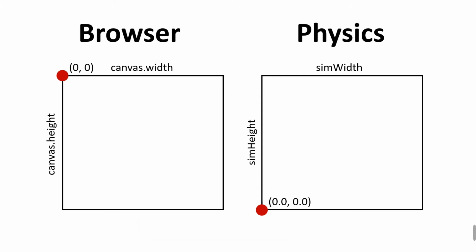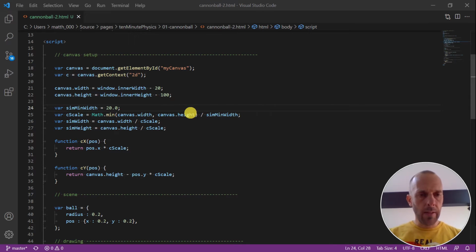Now we need to briefly talk about coordinate systems. The coordinate system within the canvas has its origin at the top left, and the width and the height are given by these two variables. In physics, we want the origin to be at the bottom left, and we want to specify the same width and the same height. Therefore, we need to be able to map from one coordinate system to the other. So here is how I do this in code.